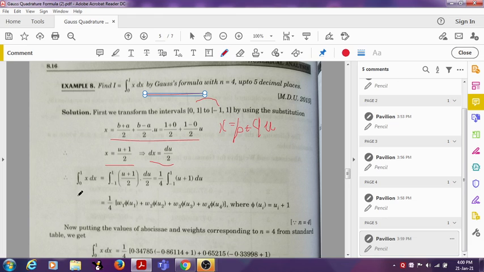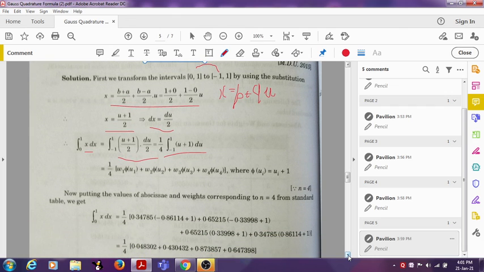Now the integral from 0 to 1 of x dx can be replaced in terms of u. The function is x, and we have found x is equal to (u plus 1)/2. So we put (u plus 1)/2 in place of x and du/2 in place of dx. Now using the Gauss quadrature formula, we can write in summation form: 1/4 times [w1 phi(u1) plus w2 phi(u2) plus w3 phi(u3) plus w4 phi(u4)], where phi(ui) is ui plus 1.